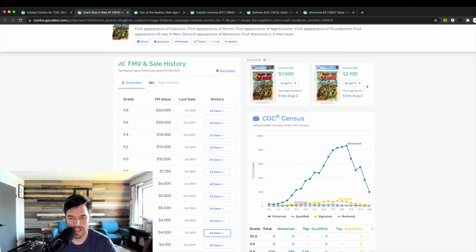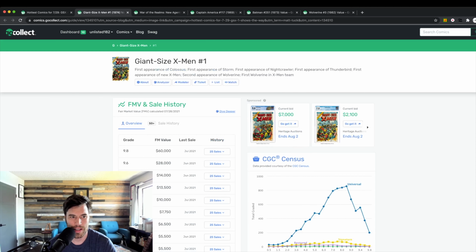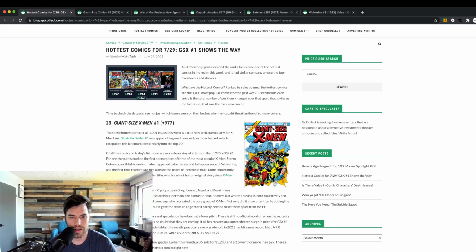And I think the reason why it's moved up 977 spots is people are like, well, I need to get rid of mine now, right where it's still worth a lot. But I think in the end, this book will still go up even more overall. I think this is a good book to have. Like, I'm not selling mine.